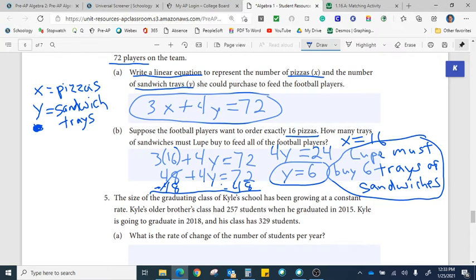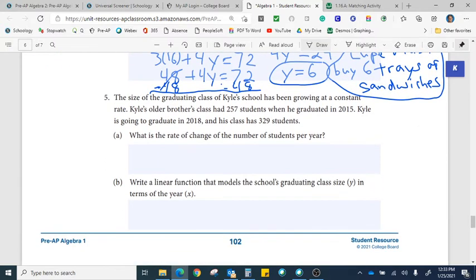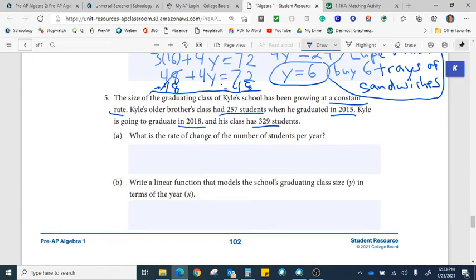Okay. All right, moving on. All right, the size of the graduating class of Kyle's high school has been growing at a constant rate. Okay, so we're talking constant rate here. So they're telling you that it's a line. Because Kyle's older brother's class has 257 students when he graduated in 2015. Kyle is going to graduate in 2018, and his class is 329 students. Okay. All right, so we need to find, this one is perfectly set up.